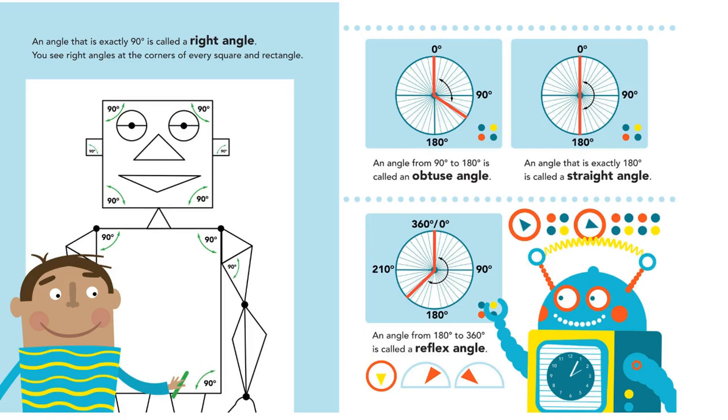An angle that is exactly 90 degrees is called a right angle. You see right angles at the corners of every square and rectangle. An angle from 90 degrees to 180 degrees is called an obtuse angle. An angle that is exactly 180 degrees is called a straight angle. An angle from 180 degrees to 360 degrees is called a reflex angle.